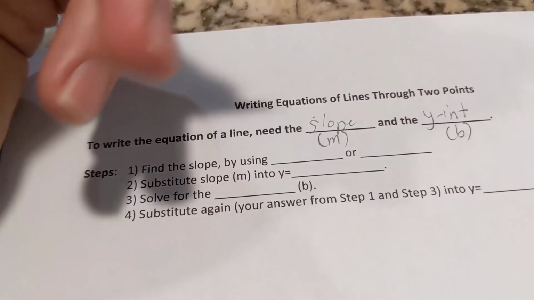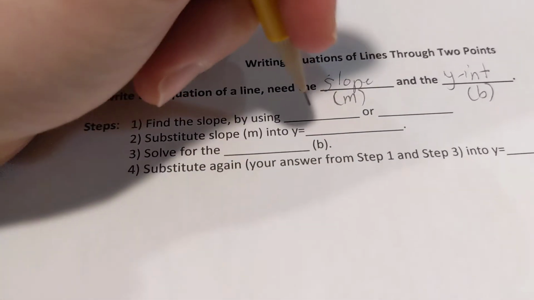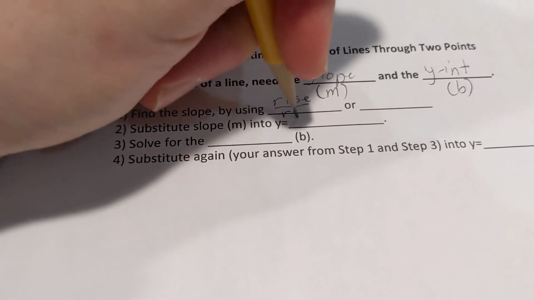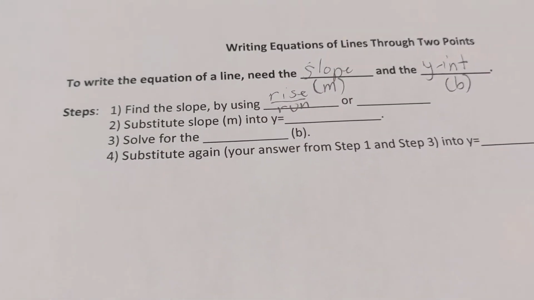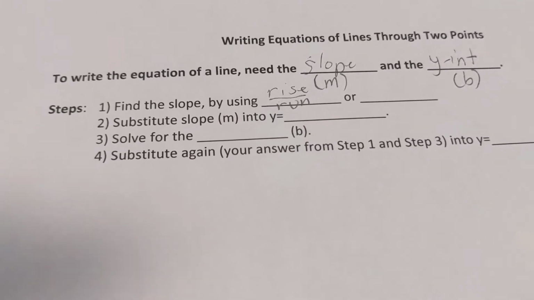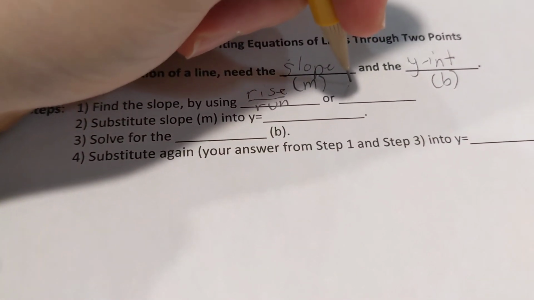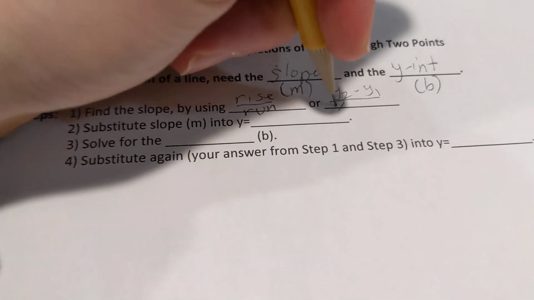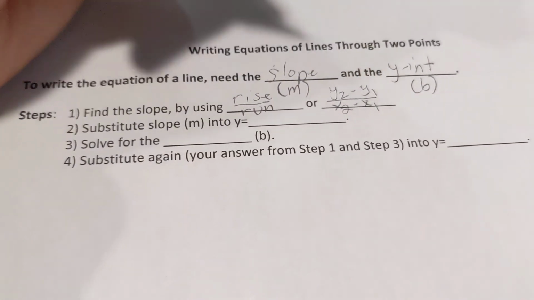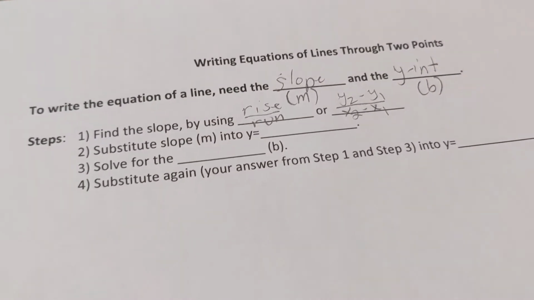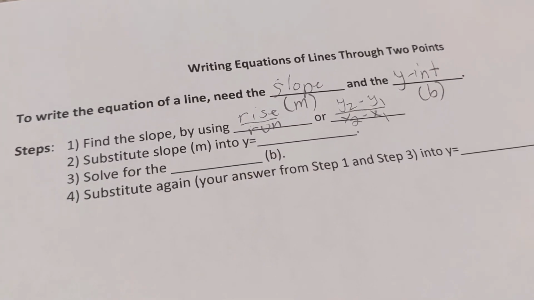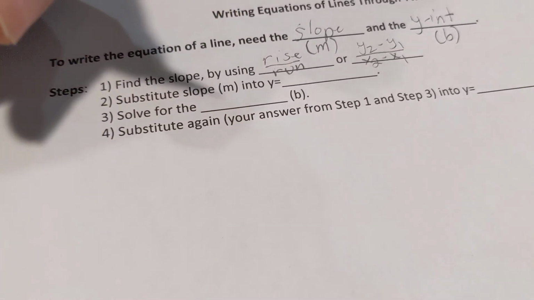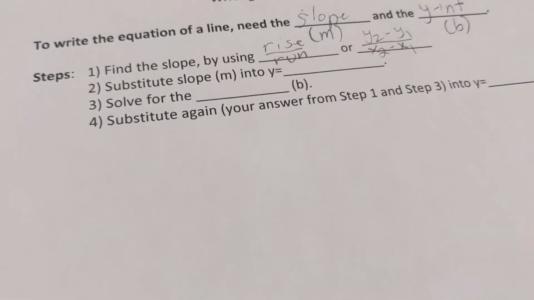So here's your steps to do this. You're going to find the slope using rise over run, okay? If you want to give yourself some extra work and make it more difficult for yourself, we also have that formula for slope, y2 minus y1 over x2 minus x1, but I would strongly recommend not doing it that way, okay? Because we have the graph, we can count the boxes and just use rise over run, okay?